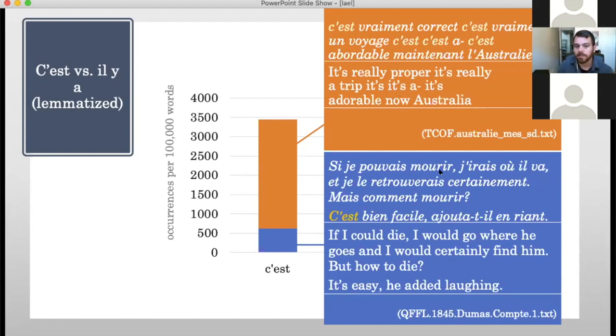So, for example, we have these really well thought out sentences, these really well thought out conversational pieces. This is from the Count of Monte Cristo, and I really like this one. It's, if I could die, I would go where he goes. I would certainly find him, but how to die? And then someone else adds, "C'est bien facile." So it's a nice little example of "c'est." We have a lot of text here before we get to the "c'est" in this case, and this was the only instance of "c'est" in this entire text, if I remember correctly.